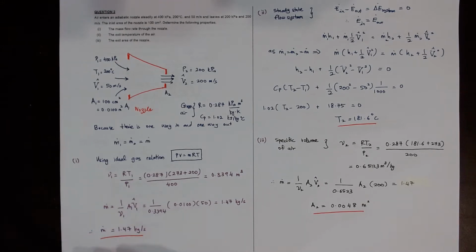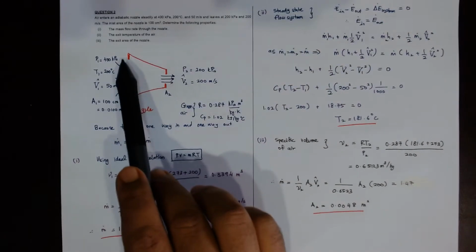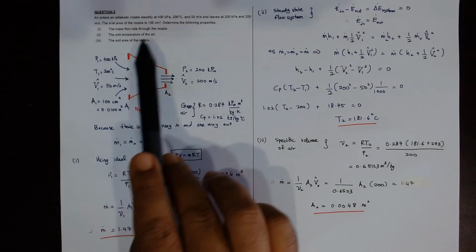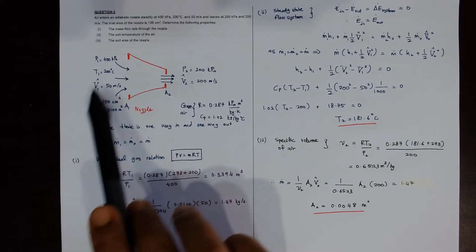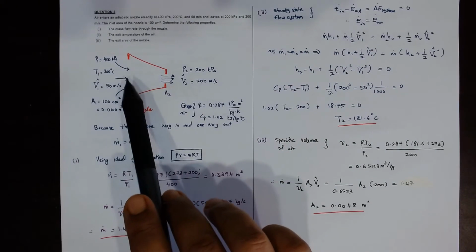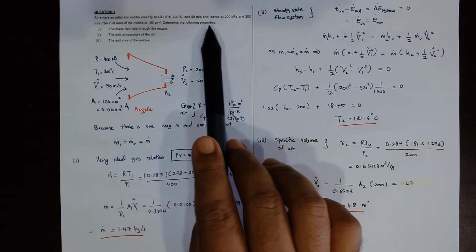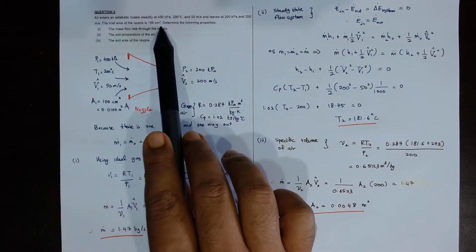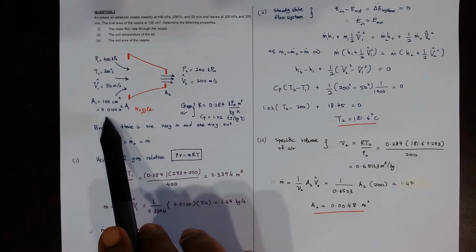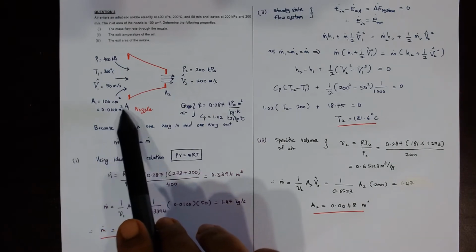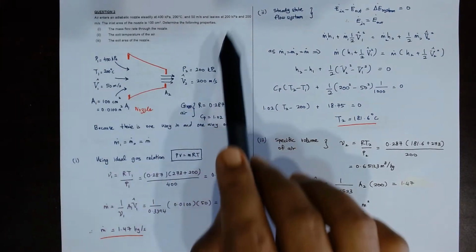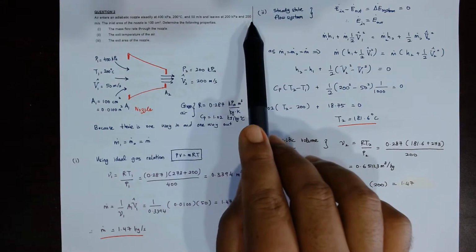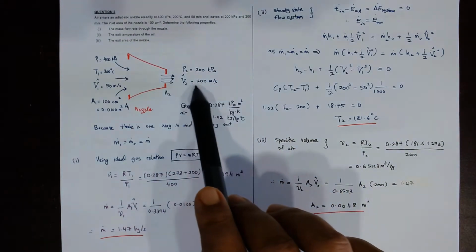Okay, so for question number 2, air enters an adiabatic nozzle steadily at 400 kilopascal. So this is the adiabatic nozzle. P1 is 400 kilopascal, T1 is 200 degrees Celsius, and V1 is 50 meters per second. A1, the inlet area of the nozzle, is 100 centimeter square, which is equivalent to 0.0100 meter square. It leaves at 200 kilopascal, so P2 is 200 kilopascal, and 200 meters per second, so V2 is 200 meters per second.